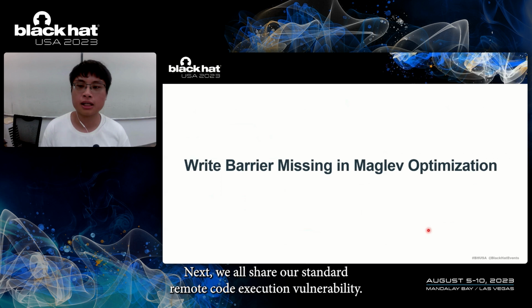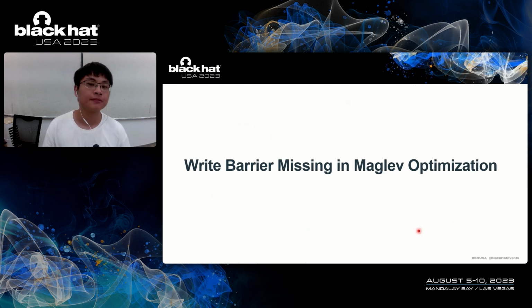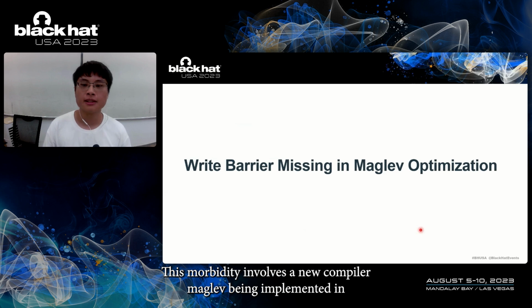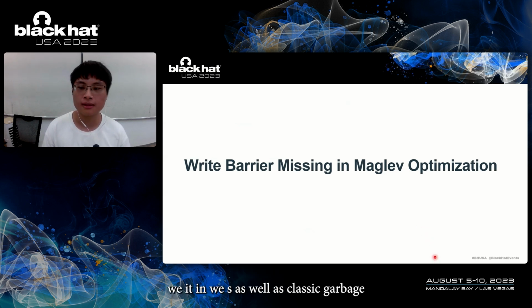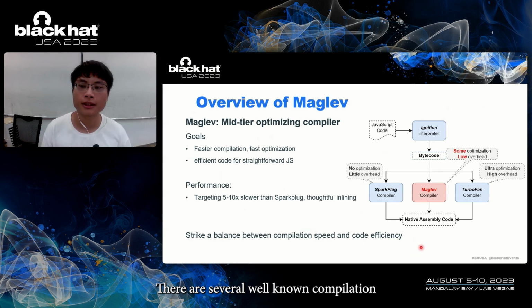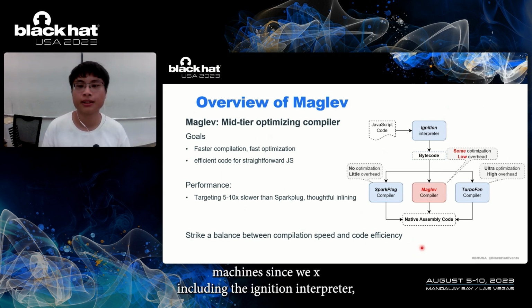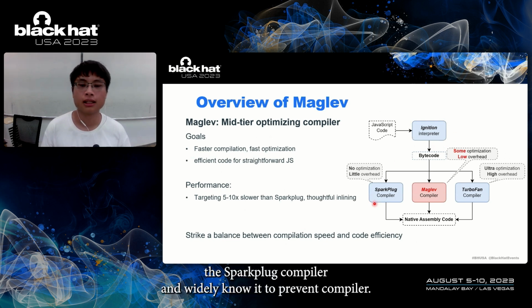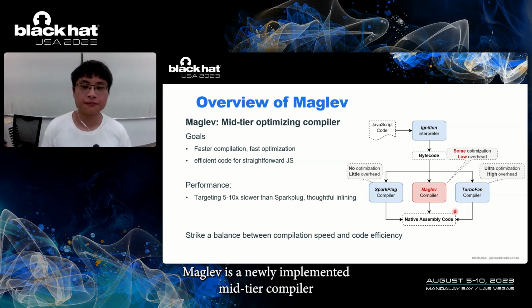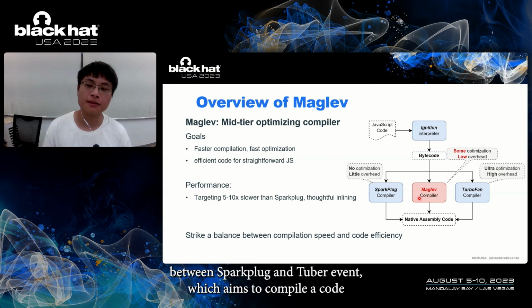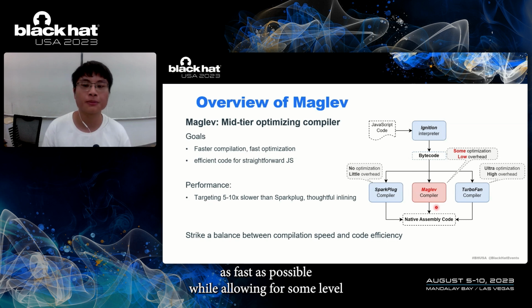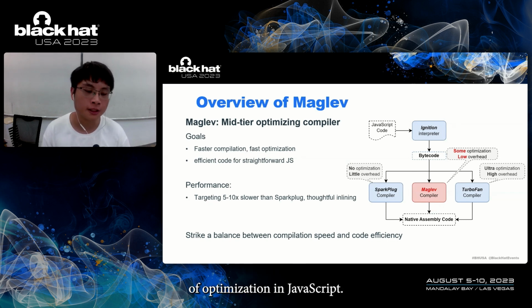Next, we will share our second remote code execution vulnerability. This vulnerability involves the new compiler, Maglev, being implemented in V8, as well as the classic garbage collection vulnerability pattern. There are several well-known compilation mechanisms in V8, including the Ignition interpreter, the Sparkplug compiler, and the widely known Turbofan compiler. Maglev is a newly implemented mid-tier compiler between Sparkplug and Turbofan, which aims to compile code as fast as possible while allowing for some level of optimization.